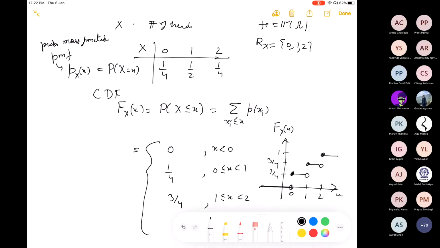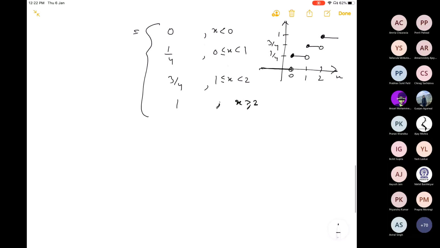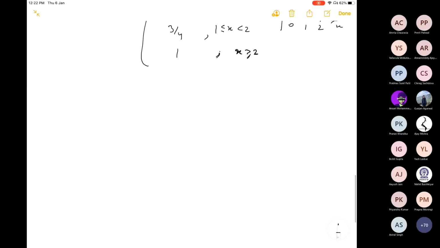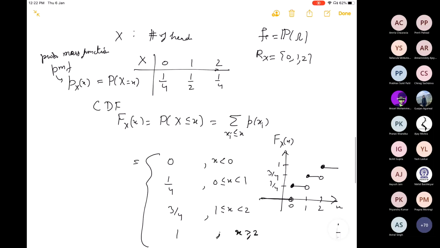Okay, so now let us take another example of finding the CDF. Let us take another example. So here it is clearly a discrete type random variable X.